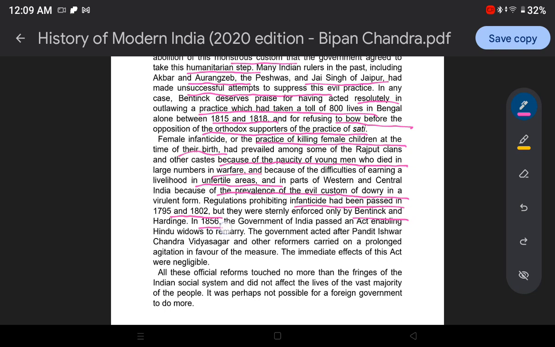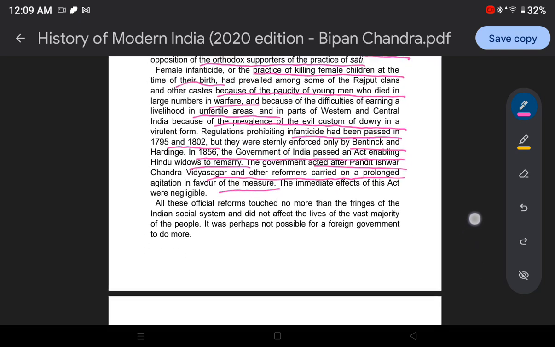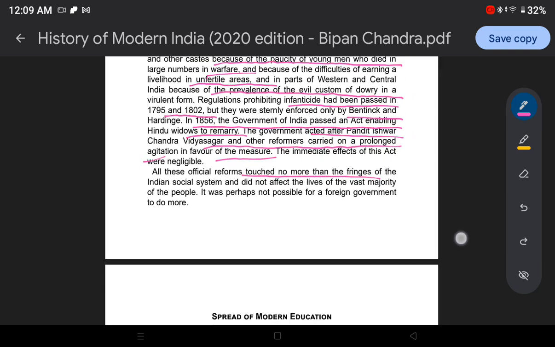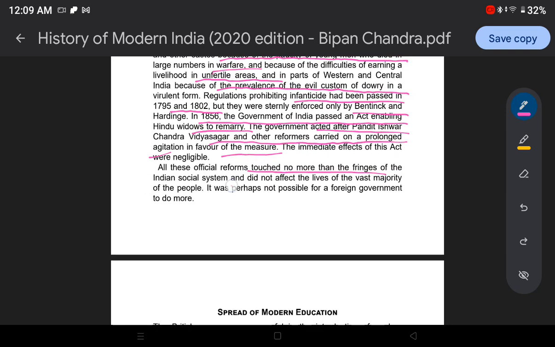In 1856, the Government of India passed an act enabling Hindu widows to remarry. The government acted after Pandit Ishwar Chandra Vidyasagar and other reformers carried on a prolonged agitation in favor of the measure. The immediate effects of this act were negligible. All these official reforms touched no more than the fringes of the Indian social system and did not affect the lives of the vast majority of the people. It was perhaps not possible for a foreign government to do more.